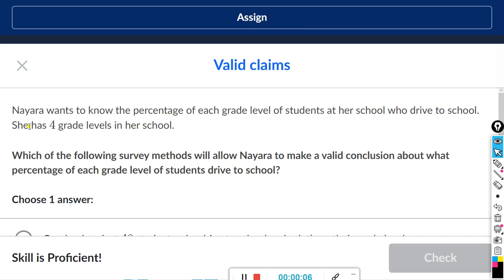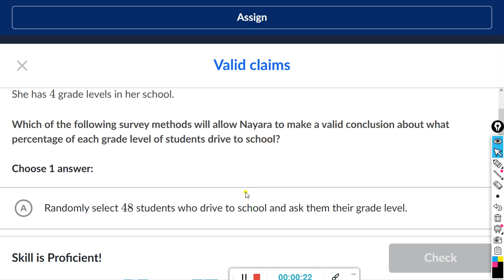Okay, it says Nayara wants to know the percentage of each grade level of students at her school who drive to school. She has 4 grade levels. Which of the following survey methods will allow her to make a valid conclusion about which percentage of each grade level drives to school? A, randomly select 48 students who drive to school and ask their grade level. That one is no good, okay? It's biased because you're selecting from a pool of students who already drive to school.